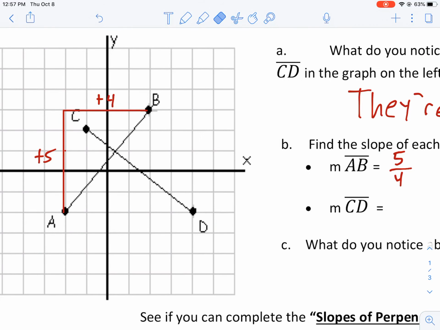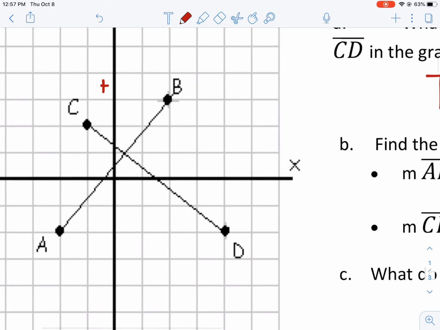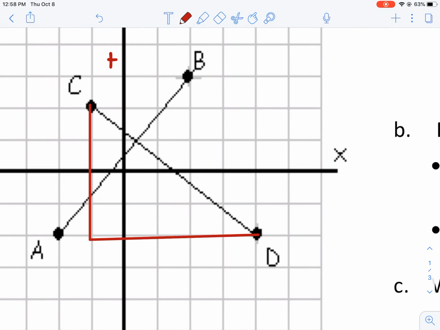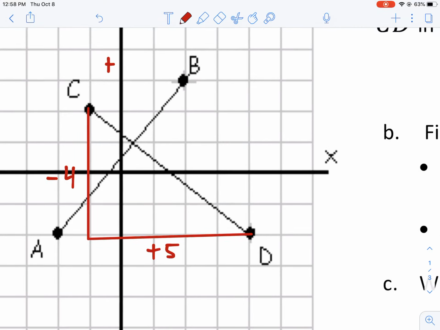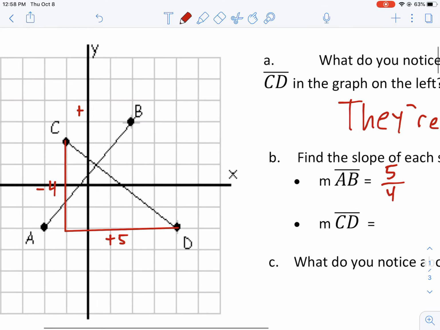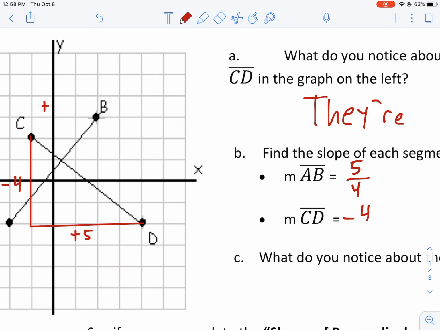Next, we're going to do CD, okay? Now, CD is going down, all right? CD is going down, so we're going to count here, down 1, 2, 3, 4, so that's minus 4, and then over 1, 2, 3, 4, 5, so it's over plus 5, all right? So rise over run here is negative 4 over 5. So hopefully you guys were able to get those correct.